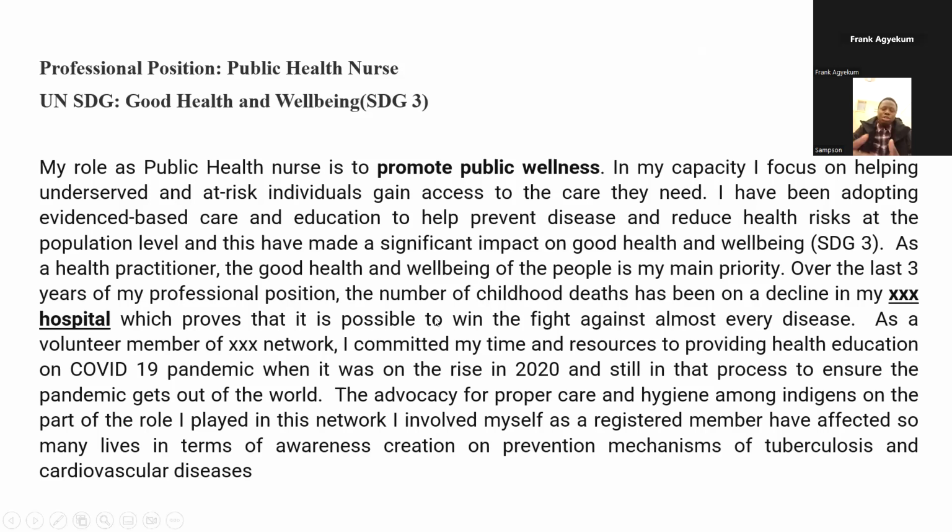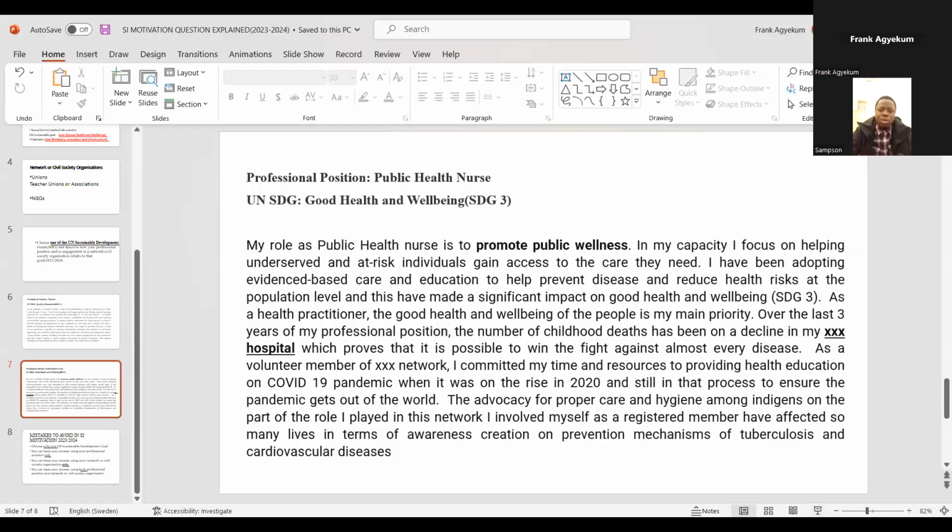And also he or she has joined a network. So Frank explained what kind of network or civil organization we are talking about. We know that in the health sector, they also have health associations, and the person also related these to that network or association. On this particular line, he stated that as a volunteer member of SSN Network, so let's say you can name a particular association, maybe, for example, a general nursing association. And he said, I committed my time and resources to providing health education on COVID-19 pandemic.